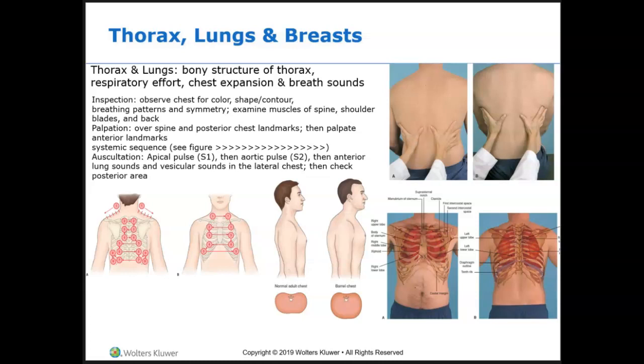Normal breath sounds consist of loud, high-pitched bronchial breath sounds over the trachea, medium-pitched bronchovesicular sounds over the bronchi, and soft, low-pitched vesicular breath sounds over the peripheral lung fields. Breath sounds should be rhythmic and effortless with respirations. Listen for duration, listen for pitch, as well as intensity of sounds.